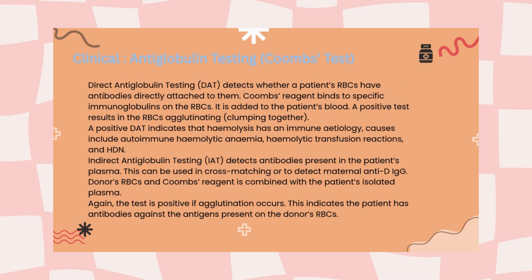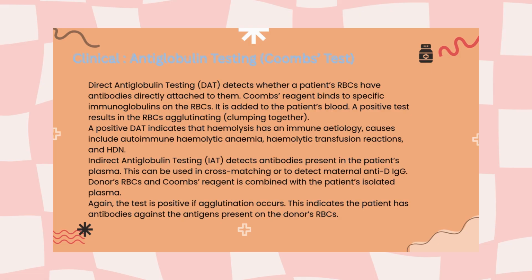Clinical correlation: antiglobulin testing, the Coombs test. Direct antiglobulin testing, DAT, detects whether a patient's RBCs have antibodies directly attached to them. Coombs reagent binds to specific immunoglobulins on the RBCs. It is added to the patient's blood. A positive test results in the RBCs agglutinating, clumping together. A positive DAT indicates that hemolysis has an immune etiology. Causes include autoimmune hemolytic anemia, hemolytic transfusion reactions, and HDN.